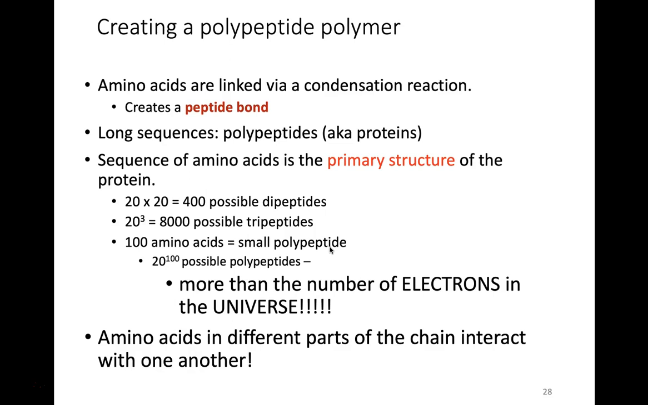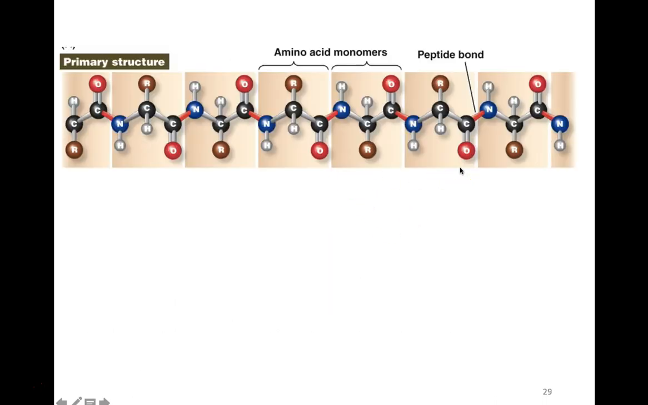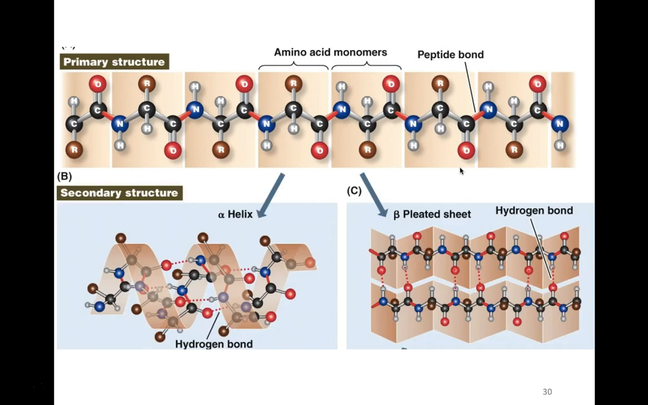And it's important what the sequence is because the amino acids in different parts of the polypeptide chain can interact with one another, and this is where we get other levels of structure. Okay, so primary structure is just the sequence of amino acids. Secondary structure: you can have either alpha helices or beta pleated sheets. In an alpha helix, just like a DNA double helix, but this is a single helix, you have hydrogen bonding between amino acids, and it makes the whole thing wind up around itself.